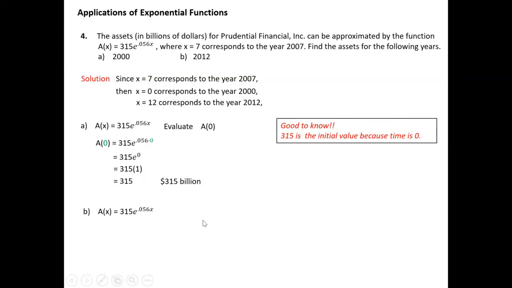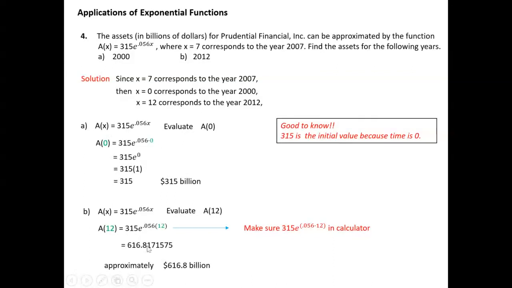So for B, we're going to evaluate a of 12. That means we're going to plug in 12 for the x here. So here, we can just put it in the calculator, right? And make sure that the exponents are both together in parentheses. That way, it makes sure that it gives you the correct answer. This is my answer. So they round off to the nearest tenth, right? But remember that the answer is in billions of dollars, so that's why it's going to be $616.8 billion.